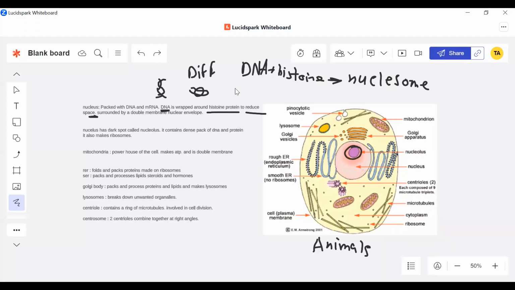There is this dark spot inside the nucleus called the nucleolus, all right? And the nucleolus has two main roles. It contains dense pack of DNA and proteins. So the nucleolus, the reason that it's darker than the nucleus is because it has a lot of DNA and protein. And it has another function, which is it makes ribosomes. Ribosomes are proteins that make other proteins.